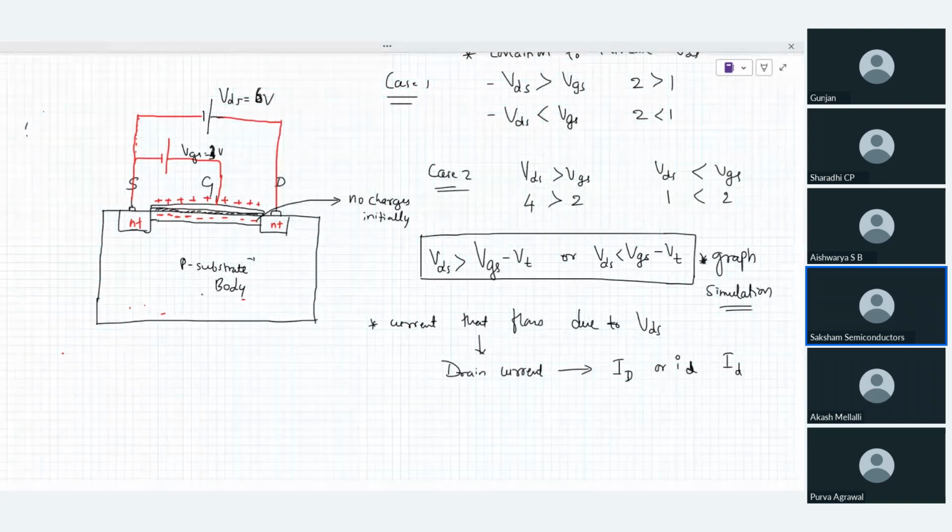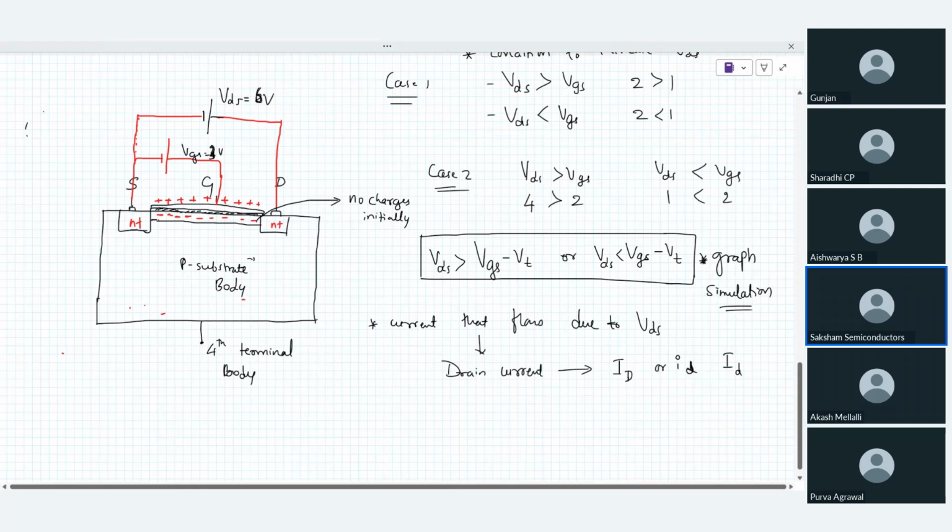This substrate, whatever I'm showing here, this is my fourth terminal, which is my body terminal or a substrate terminal. Okay, now where should I connect it? That depends on what kind of MOSFET it is. Now, can anybody tell me quickly what kind of MOSFET it is?